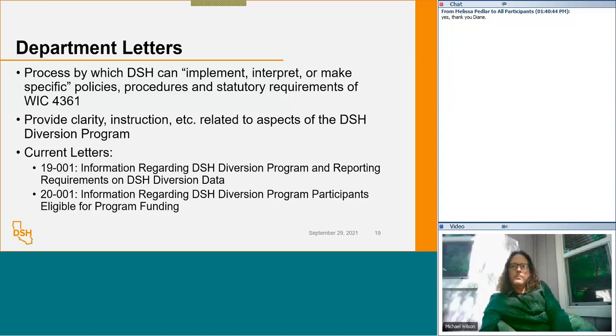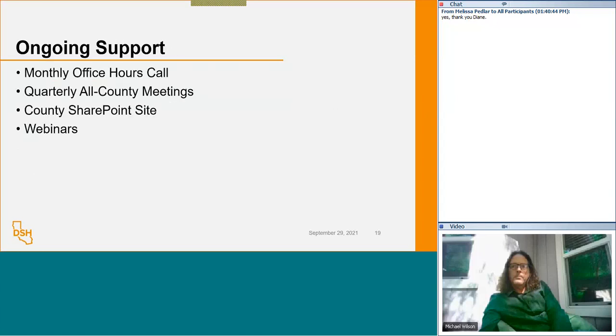We will in the future ask each of your teams to identify the stakeholders that these letters should be released to. And then those stakeholders in turn would be responsible for ensuring that all necessary parties in the county receive that information. As you move through our project, we have lots of different forms of ongoing support. This is just a small list of the different support services that we have.